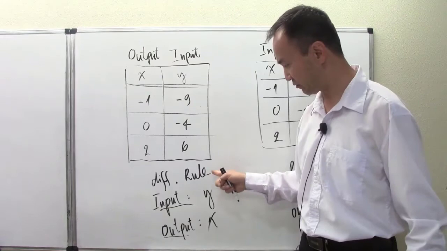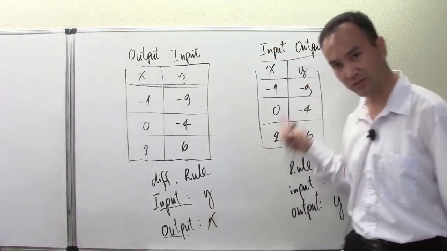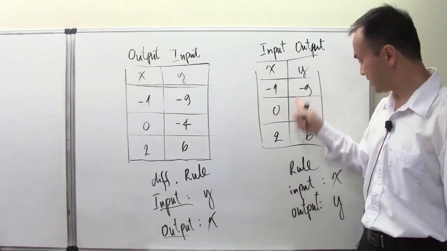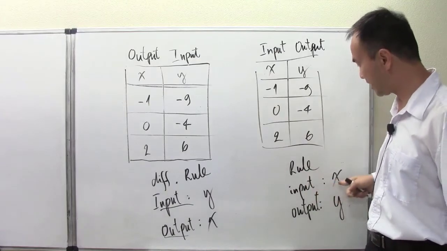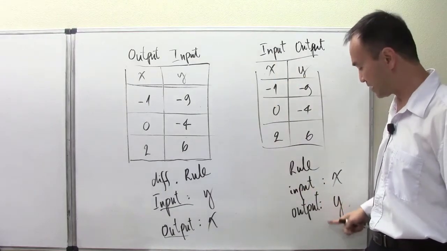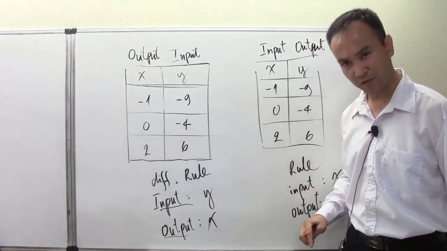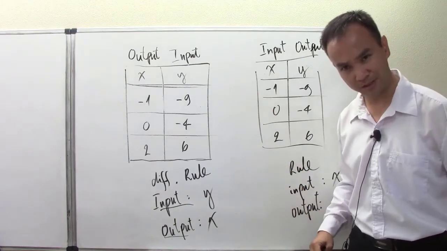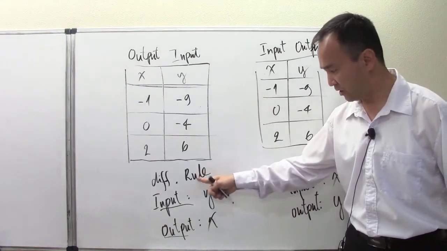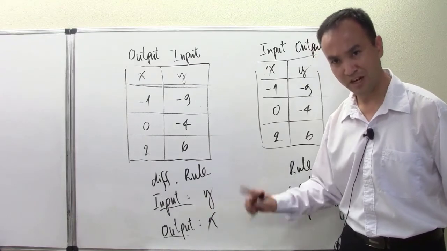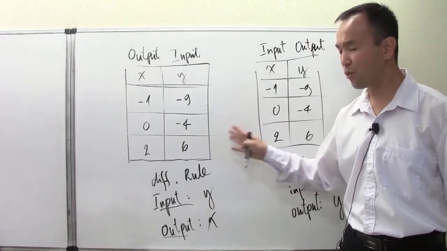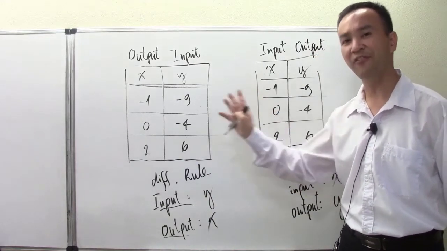Okay, see, there's a rule, there's an input, there's an output. Same table, but we can see the rule here is going the opposite way, taking the x column as the input and taking the y column as the output. So there's a rule, there's an input, and there's an output. But now, which one of these rules can be a function?